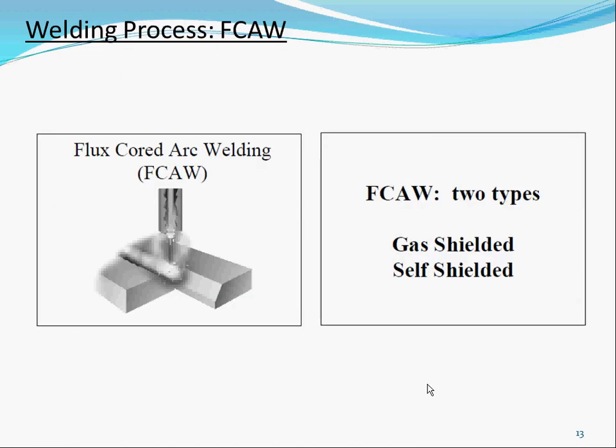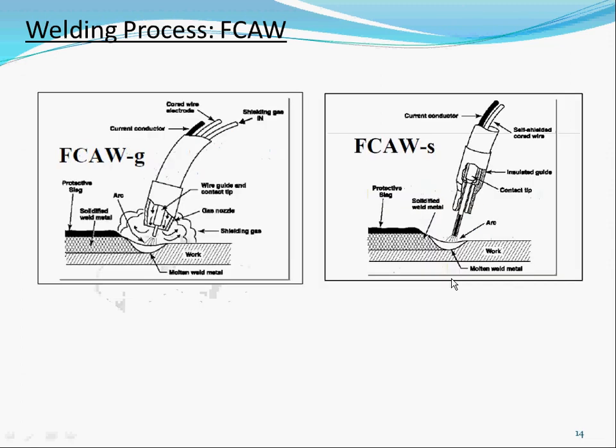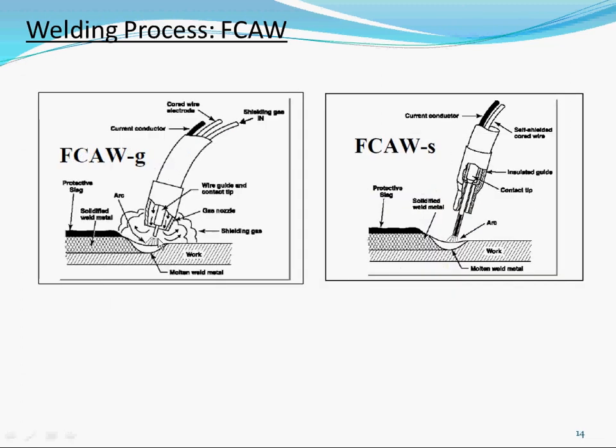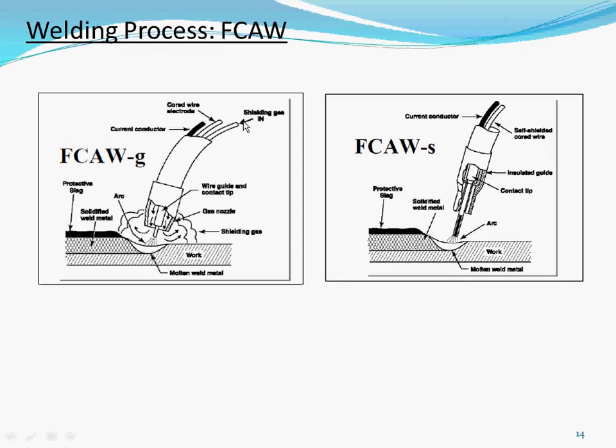Okay, so another process is called flux core arc welding. There are two types: gas shielded and self shielded. The gas shielded obviously uses a gas. You can see here it's blowing, and the gas comes in from the machine itself.